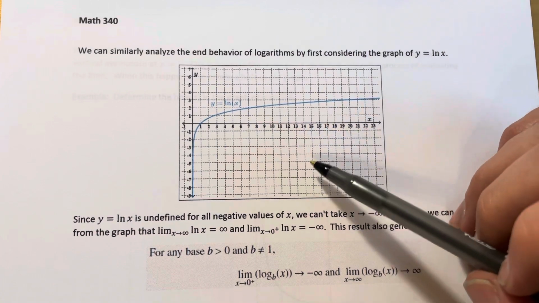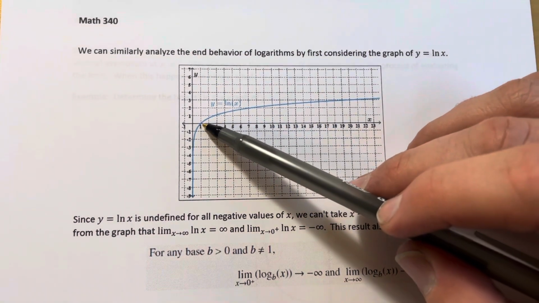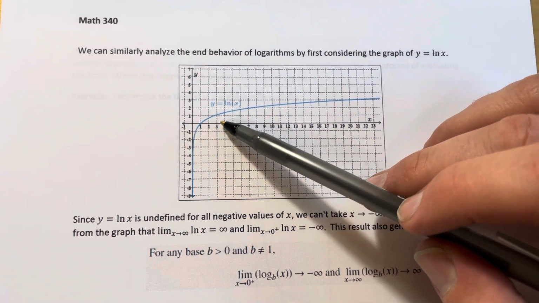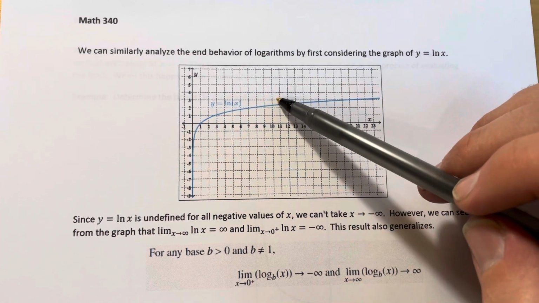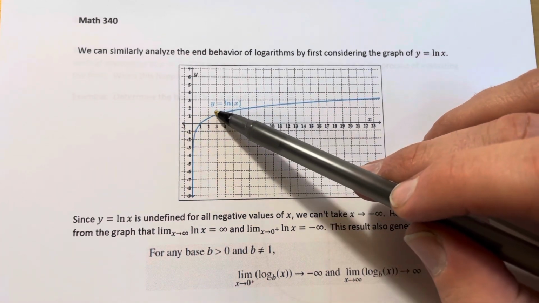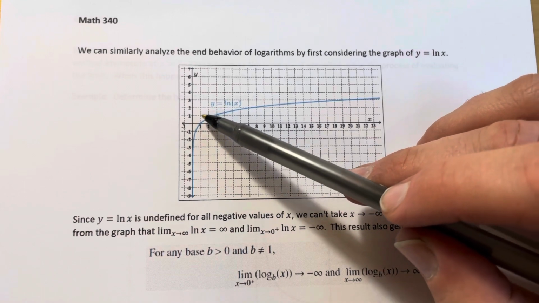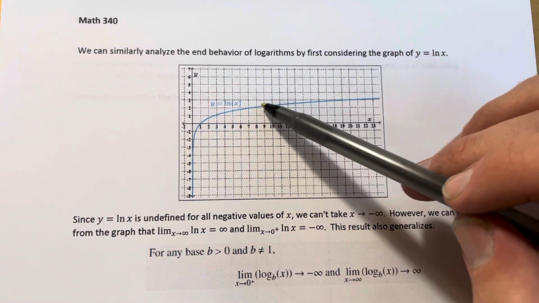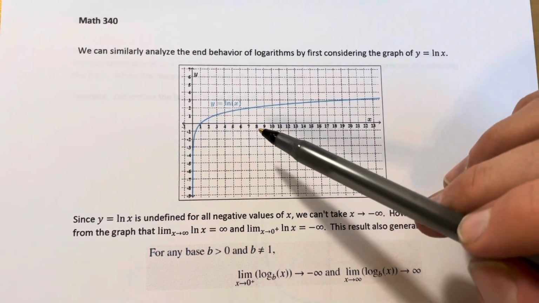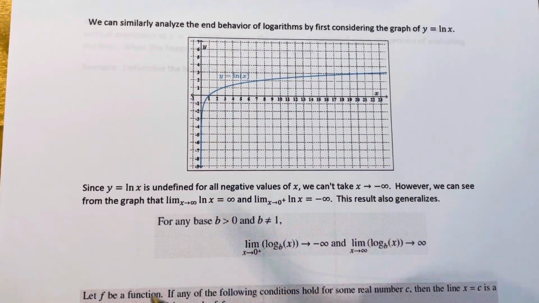So we can't let x approach negative infinity if it's not even defined over there. However, we can let x approach 0 from the positive side, or from the right, because this function does approach 0 even if x is never allowed to equal 0, and it does so coming from the right, using the positive values for x. So we can talk about both of those limits when we think about end behavior for a logarithm.